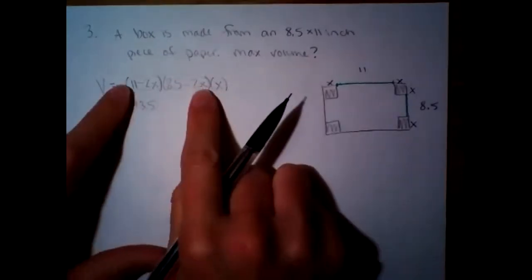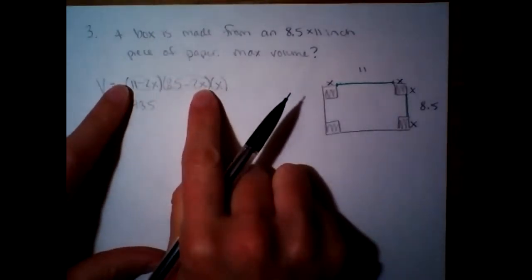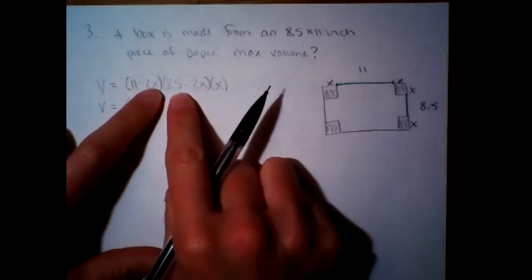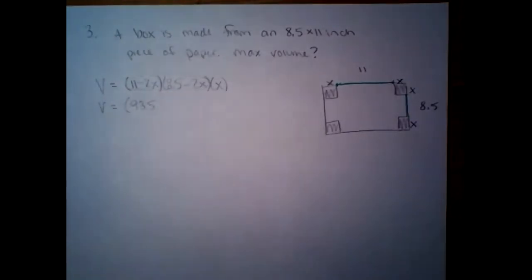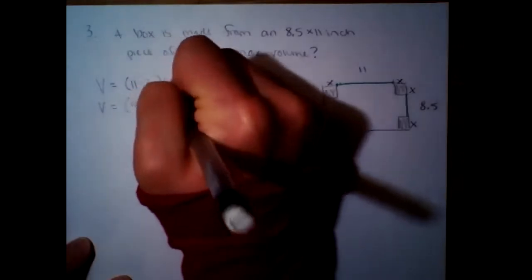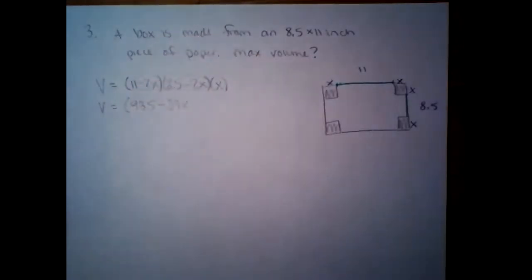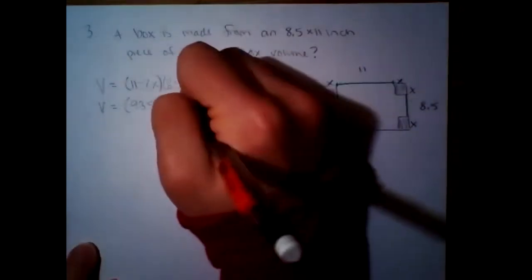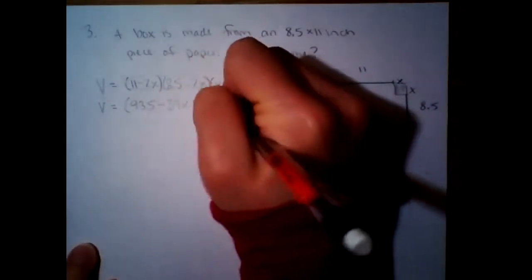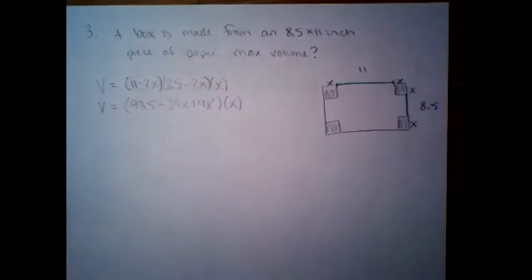All right, and then the outsides, 11 times negative 2. So that would be negative 22x. And then the insides, negative 2 times 8.5. That would be negative 17x. And so together that is negative 39x. And then negative 2x times negative 2x, positive 4x squared. And then we've still got this x hanging on at the end.